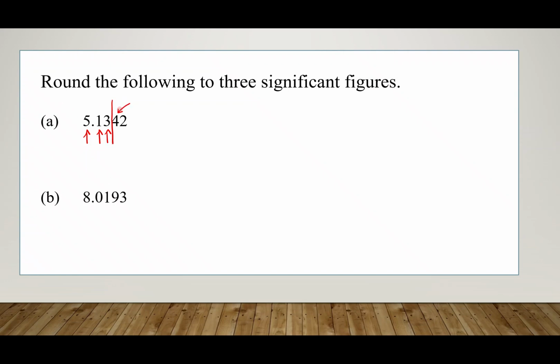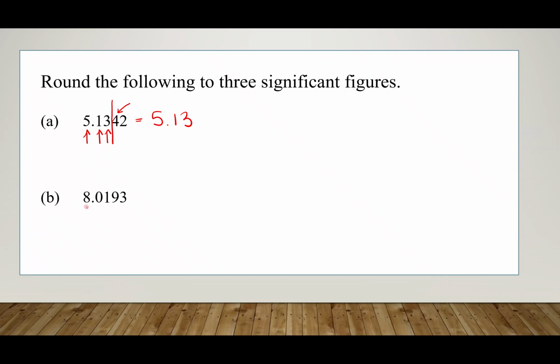Now, if that number to the right is less than 5, so 4, 3, 2, 1 or 0, I do not round up. So my number is going to stay as 5.13. Now, I don't need to add any extra zeros. Once I'm after the decimal point, I just stop at that third significant figure.